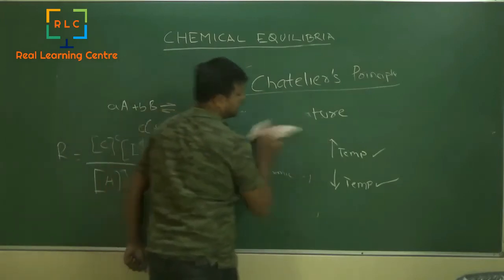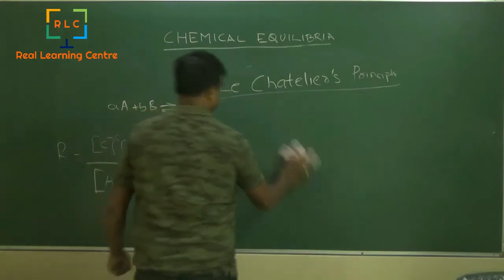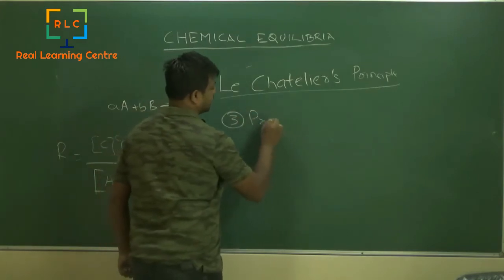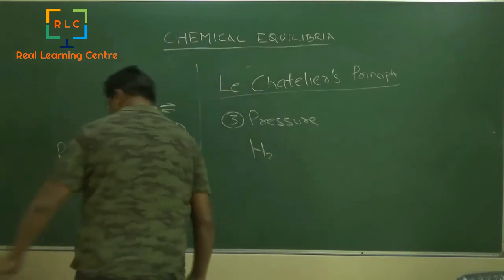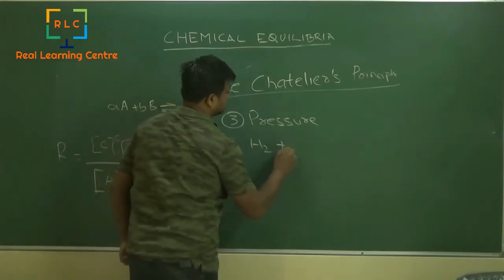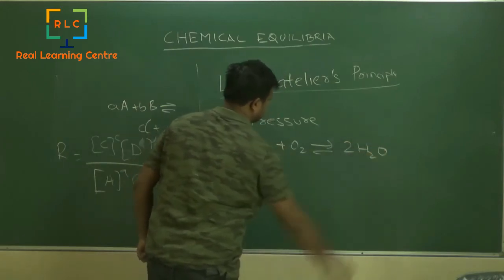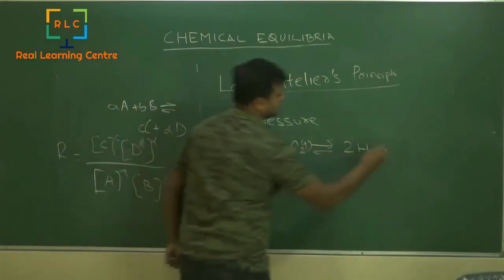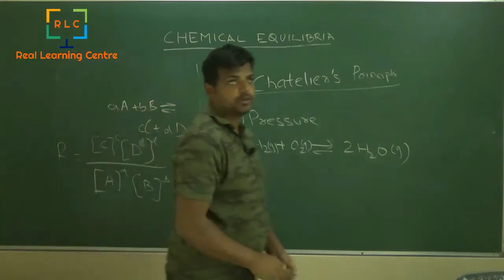Now let's talk about how pressure affects the equilibrium. Okay, number 3 is pressure. Let's take the previous example itself. Right, so this is my balanced equation. Let's say everything is in gaseous state. Everything, even the water that gets formed, is in gaseous state.